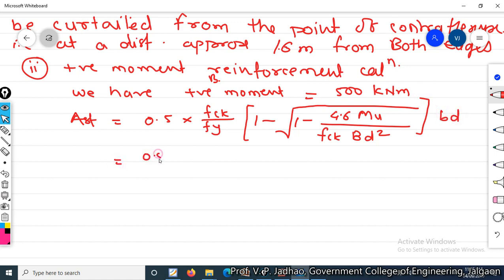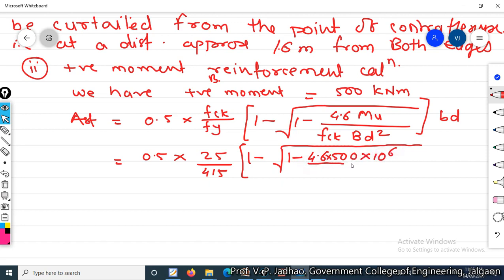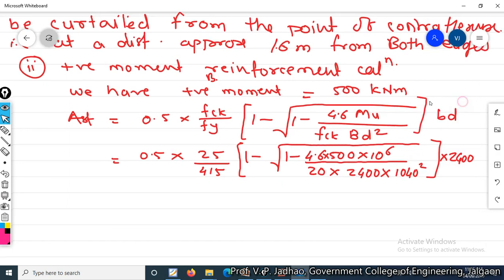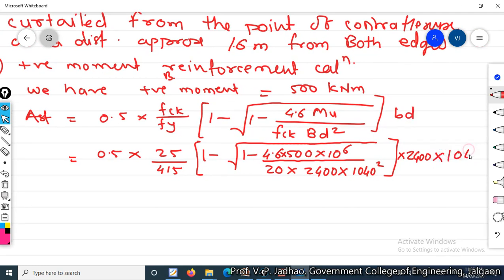Put the known values, we get 0.5 into fck is 25, fy is 415, then bracket 1 minus square root of 1 minus 4.6 into Mu is 500 multiplied by 10 raised to power 6, converted into newton mm, upon fck, we have b as 2400, d as 1040 square, and then it is multiplied by 2400, and again multiplied by d, that is 1040. We get this AST is equal to 1344 mm square. This is less than AST minimum, which we have already calculated.